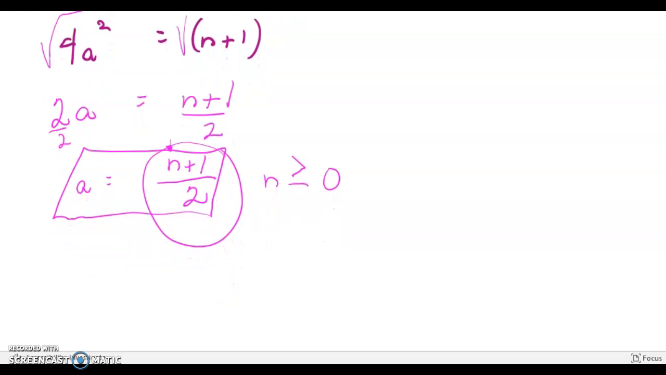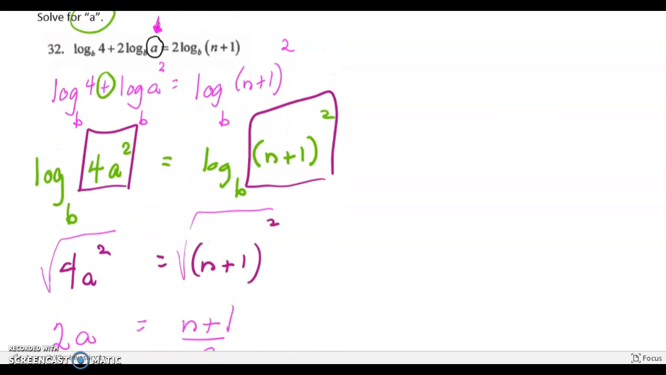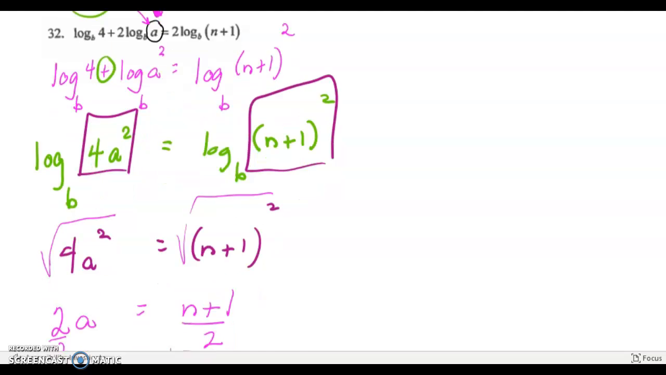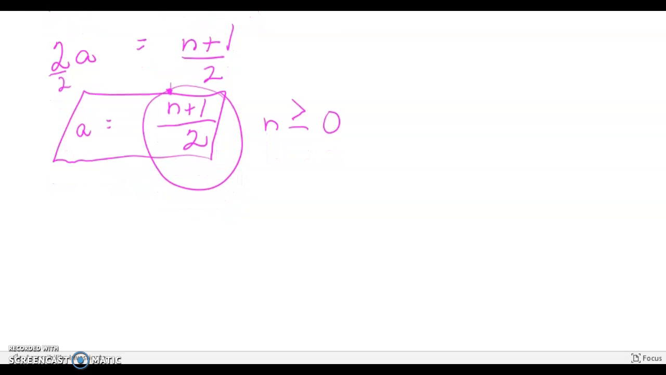What if n is negative, even -1? -1 plus 1 is 0. 0 divided by 2 is 0. We cannot have 0 where the a is. This number has to be a positive number. So we've got a minor detail that we had to deal with. We had to give the domain of n.